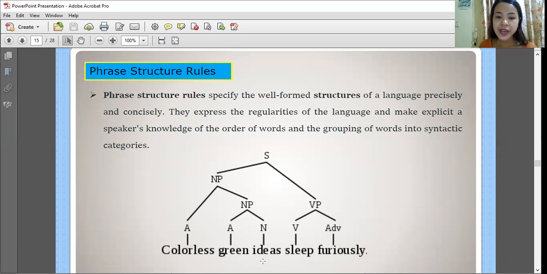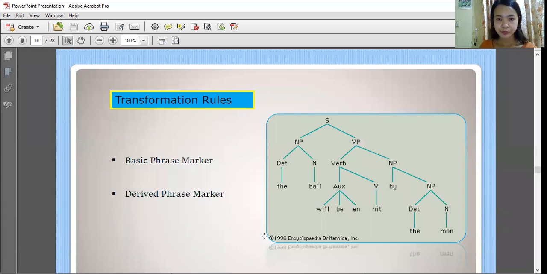Here, "colorless green ideas sleep furiously". Colorless is an adjective, green is an adjective, and ideas is a noun, sleep is a verb, furiously an adverb. We can connect the adjectives green and colorless with the noun ideas, we can call it a noun phrase, and verb combined with adverb becomes a verb phrase. Noun phrase with verb phrase becomes a sentence.